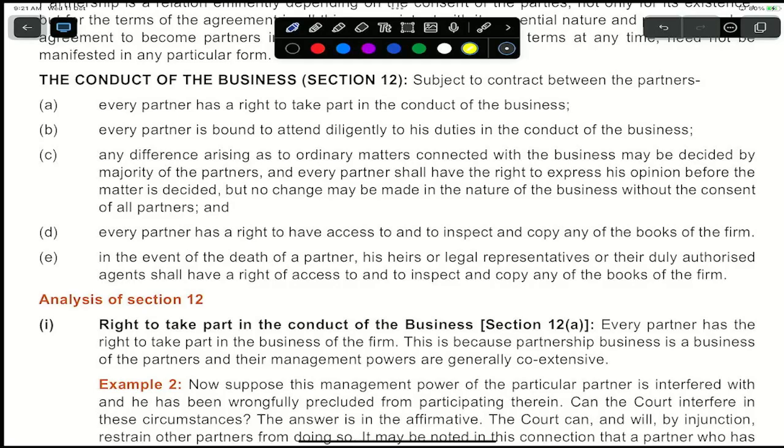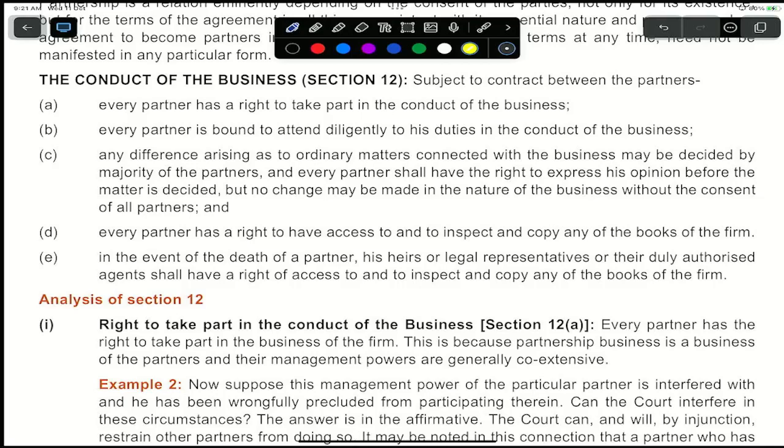Second one. Every partner is bound to attend diligently to his duties in the conduct of the business. What is this concept? Every partner is bound to attend diligently. Diligence is a opposite to the word negligence. Negligence ki reverse word is what? Diligence. Negligence, diligence. Every partner is expected to act diligently. Means carelessness, recklessness should not be there while acting.